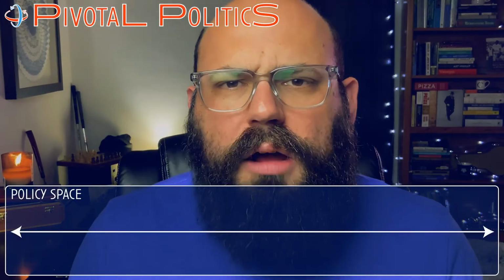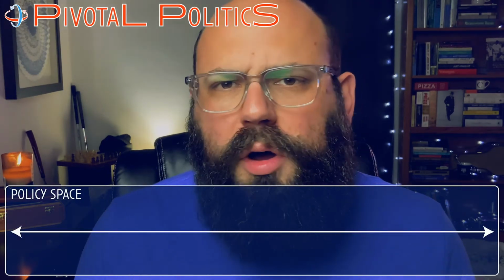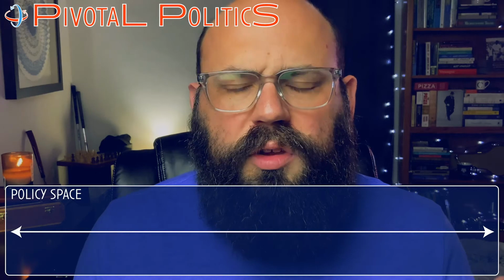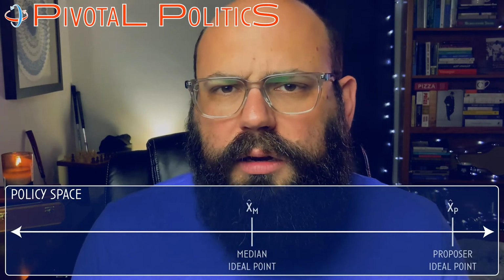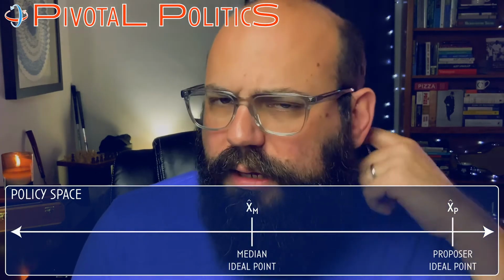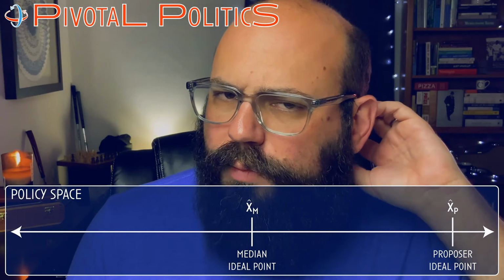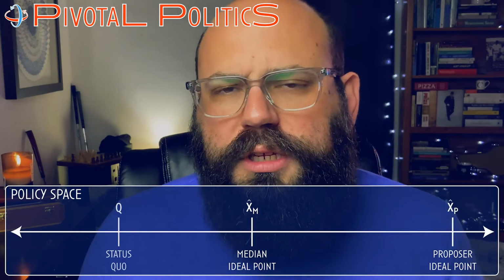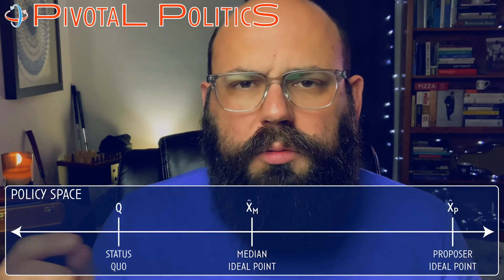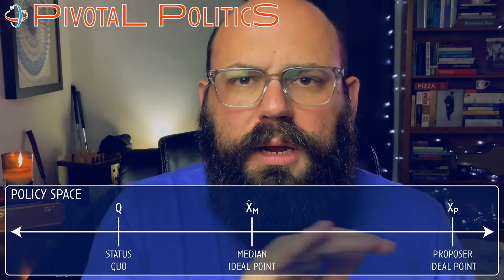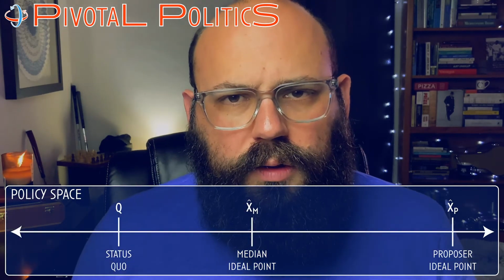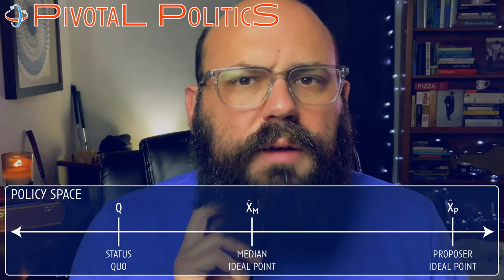So I'm going to draw without loss of generality. I'm going to say, suppose that P, the proposer, suppose their ideal point is to the right of M, the median's ideal point, which in turn is to the right of Q, the status quo. And eventually we'll think about how this goes as we move the median ideal point throughout the space. But this will give us a good starting point.